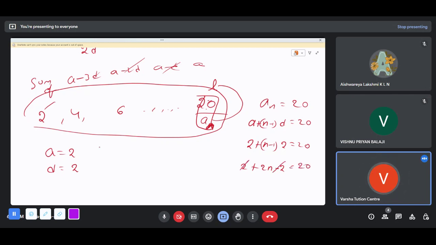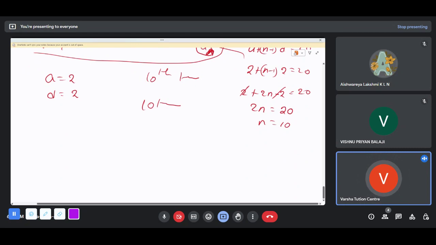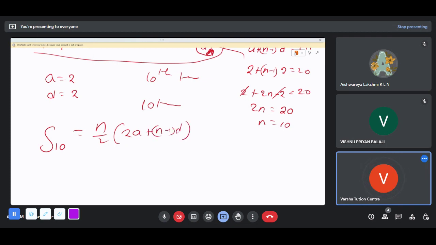Minus 2 cancels. What is left out? 2n is equal to 20. n is equal to how much? 10. What is the meaning? It is the 10th term, that means there are 10 terms. So what is the formula I have to use for finding the sum? S10 is equal to n by 2 into 2a plus (n minus 1) into d.